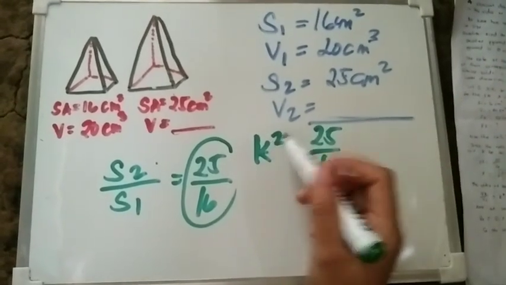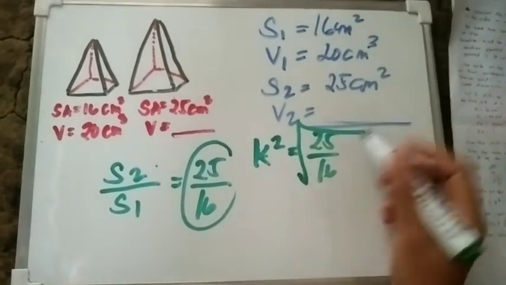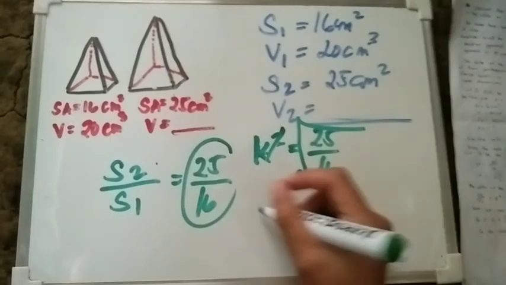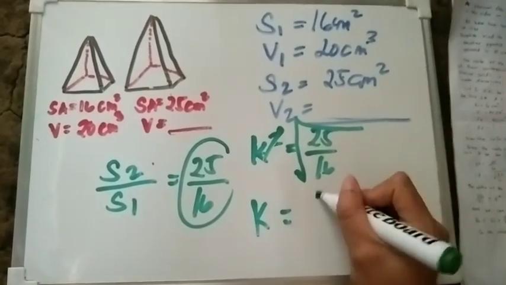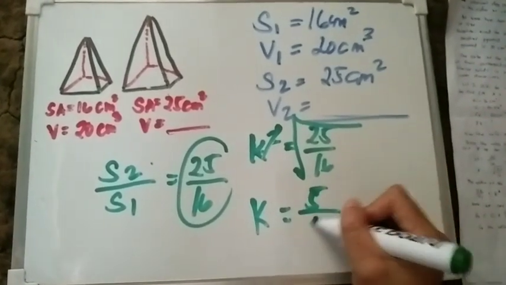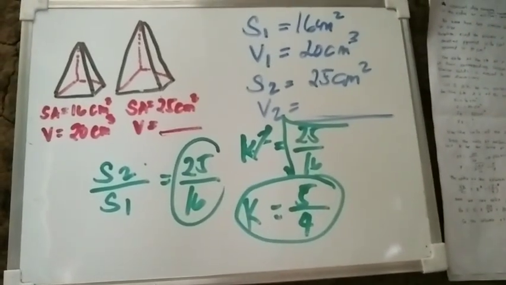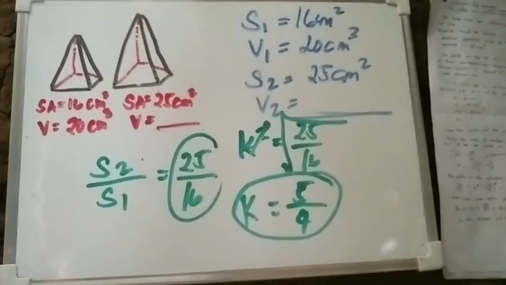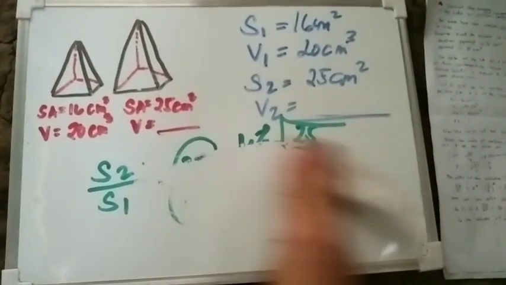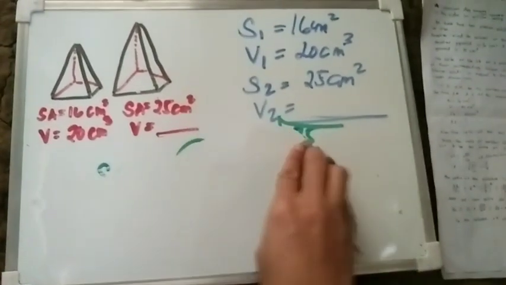For us to eliminate the square, we will take the square root of both sides. So the square cancels, and k is the square root of 25, which is 5, over the square root of 16, which is 4. So this is our k, the ratio of the linear dimension. The ratio of the volumes is the cube of the ratio of our linear dimension.